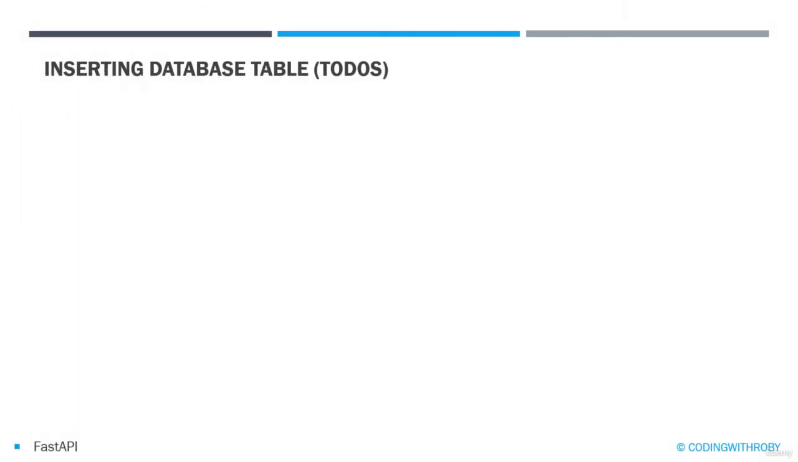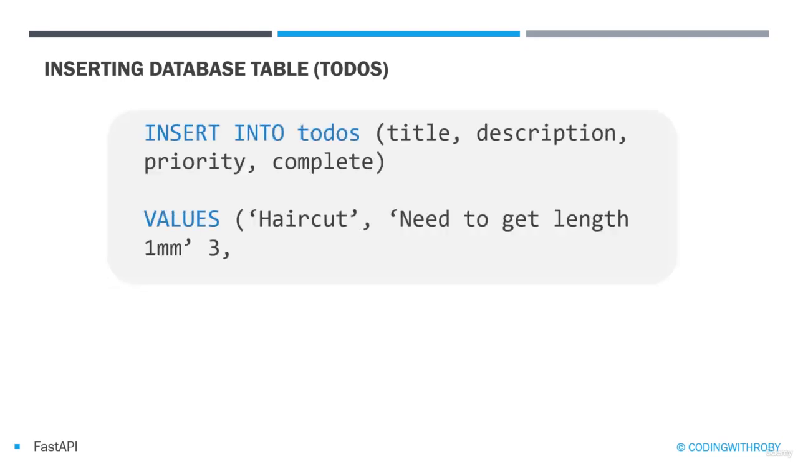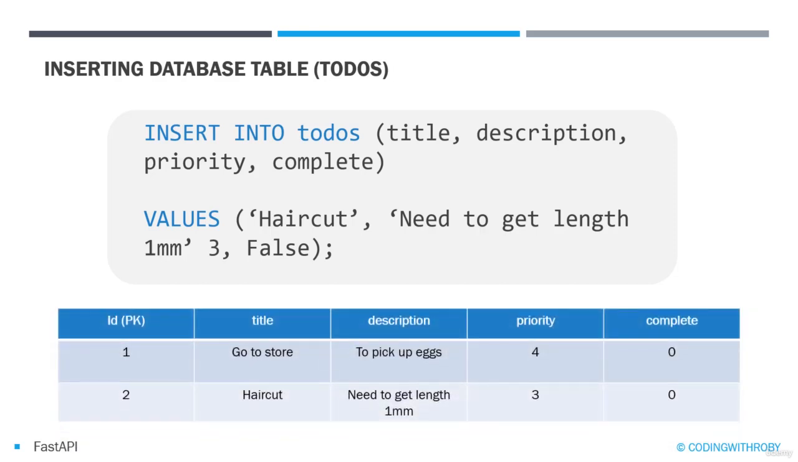Alright, now that we've created one record in our database, let's create another record. We'll be inserting into our to-dos a title, description, priority, and complete. And we'll say the values of these are haircut, need to get length of 1 millimeter, 3 priority, and false for complete. Once we submit this to the database, we can see that we now have two records in our database, one with an ID of 1 and one with an ID of 2.